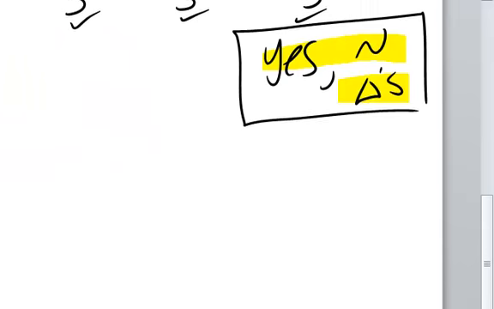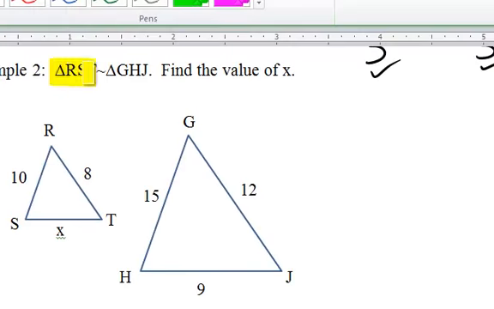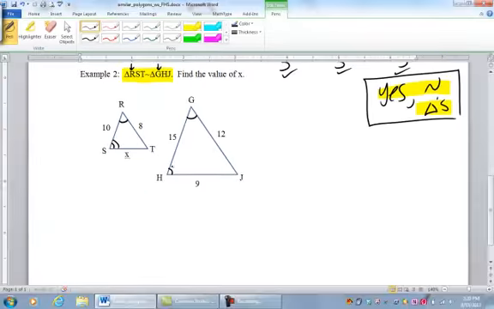Okay, last example. They're telling me in this similarity statement up here that these two triangles are similar. So remember what you know about the order of those angles. That means that angle R, since it's first, is going to be equal to angle G. So those are my top two angles. The middle letters are going to be equal, so S and H. And the T and the J are also congruent.